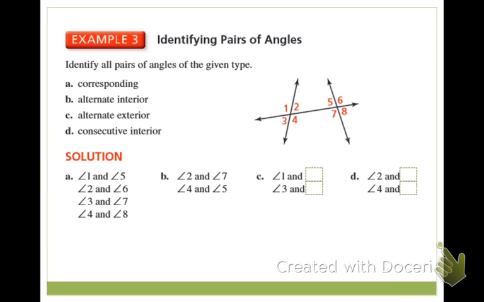Now we need alternate exterior. Here we go. Alternate exterior, so I should be looking outside of my wonky box. All right, let's start with angle 1. What's angle 1? Angle 8. Angle 8 for alternate exterior. And that means angle 3 and angle 6. You're good. Angle 3 and angle 6.